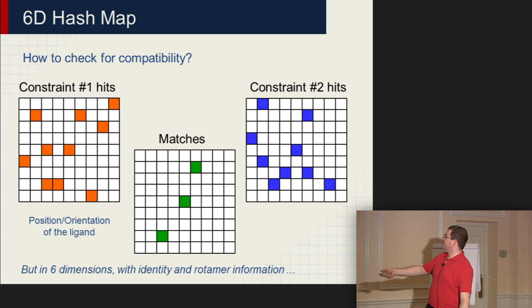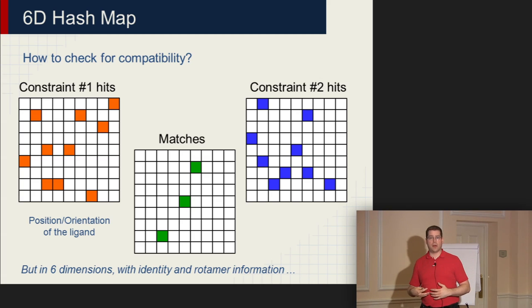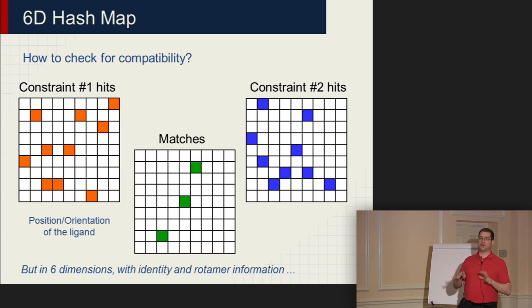So you do that for constraint one. You can also do that for constraint two. And so you get a set of different bins in positions in orientation space that are filled. And then once you have those two sets of bins, you can just go through each bin and see, do I have a filled bin in each of those constraints? And from that information, you now can more easily figure out whether or not you have a match between the positions of these two constraints, as opposed to trying to go through them pairwise. But this is only two-dimensional. The real matcher algorithm works in six-dimensional position and orientation space.